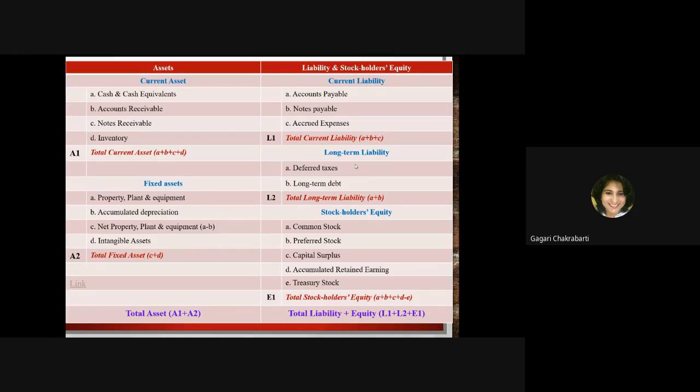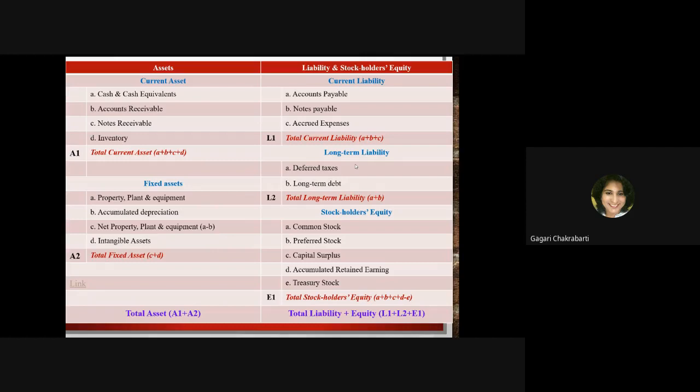Okay, so long-term debt and the deferred taxes. Deferred taxes means for a particular financial year, the firm is not paying the amount of tax that it is entitled, or rather it is to pay. Now, this deferred tax may arise due to many different reasons. It may arise for accounting reasons.